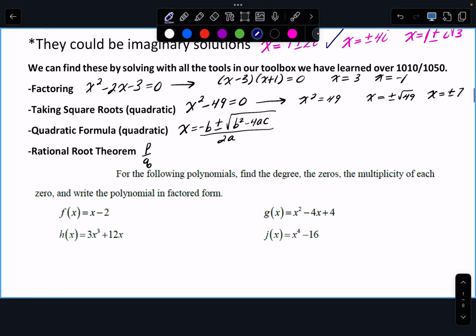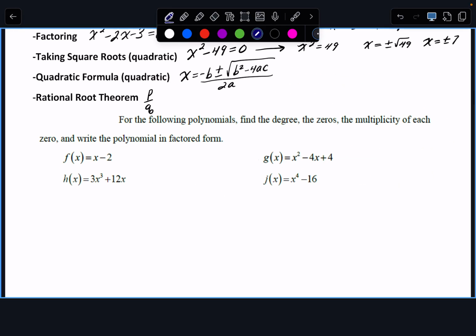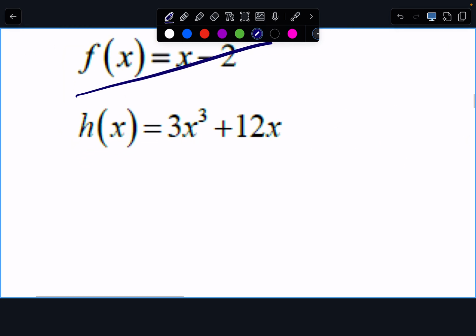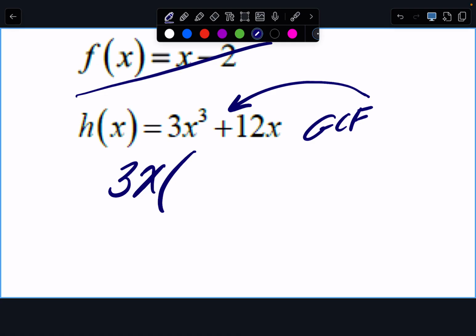So let's just factor these. So what does this say? For the following polynomials, find the degree, the zeros, the multiplicity, and write the polynomial in factored form. We'll just do the hard ones. So, I mean, that one's not very hard, but let's pull out a greatest common factor. That's very important to remember that if we're factoring, that's always what we start with. So we know that's 3x, right?